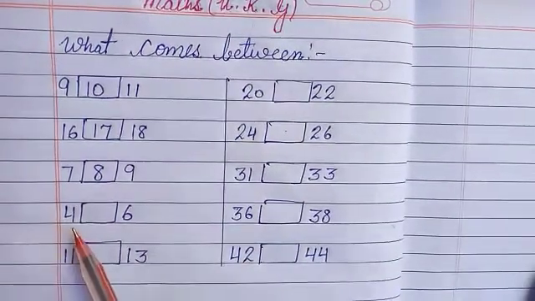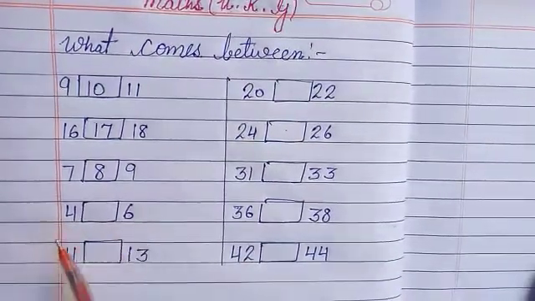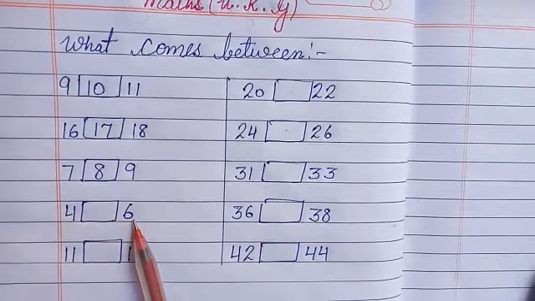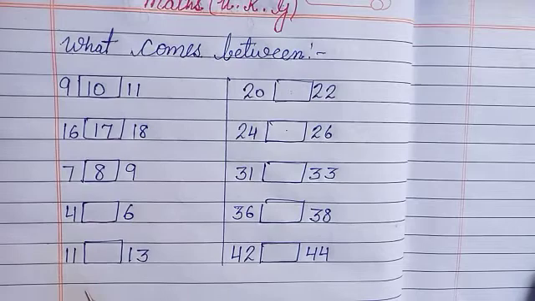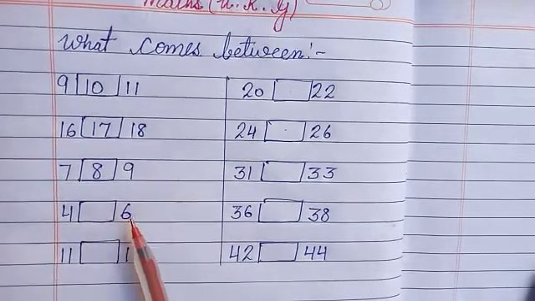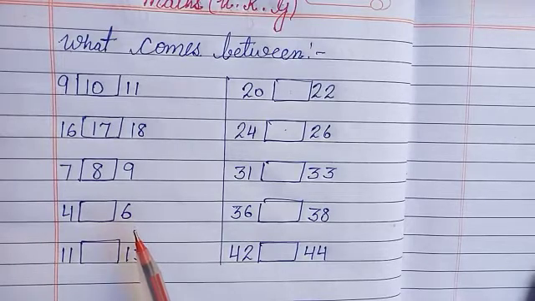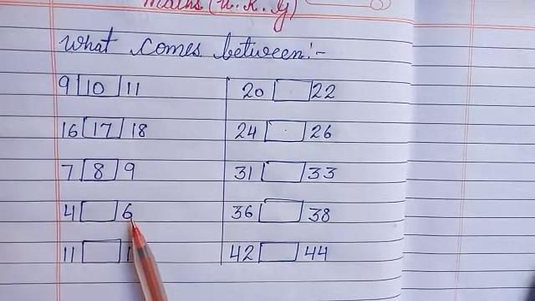Now I am going to solve the next question. Here is 4 and 6. Which number will come between 4 and 6? Again I repeat it. Which number will come between 4 and 6?